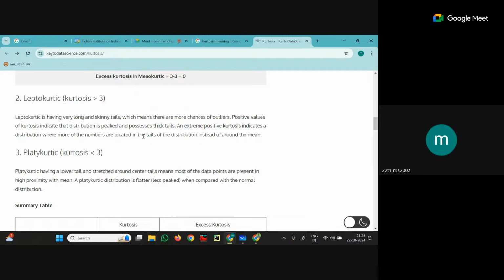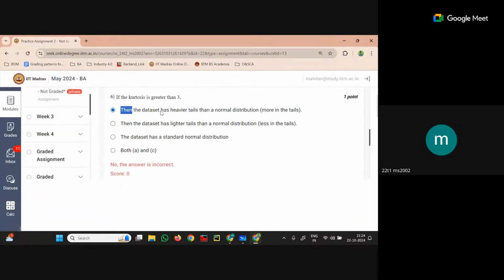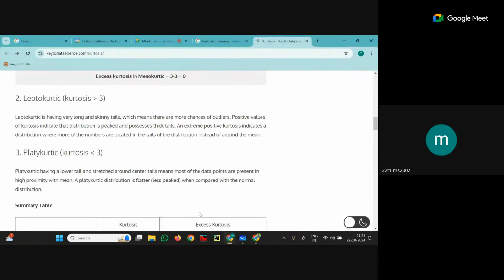A positive value of kurtosis indicates that the distribution is peaked and possesses thick tails. When they say thick, it means a large number of values in the tails, which is why we have used the word heavy. Okay, so it is correct. Lots of outliers, that's why. You do not have to call it outliers. If there are a lot of numbers in the tails, you don't call it an outlier. An outlier is a very rare event. So when you have a lot of values in the tails, it's not outliers, it has a lot of extreme values.